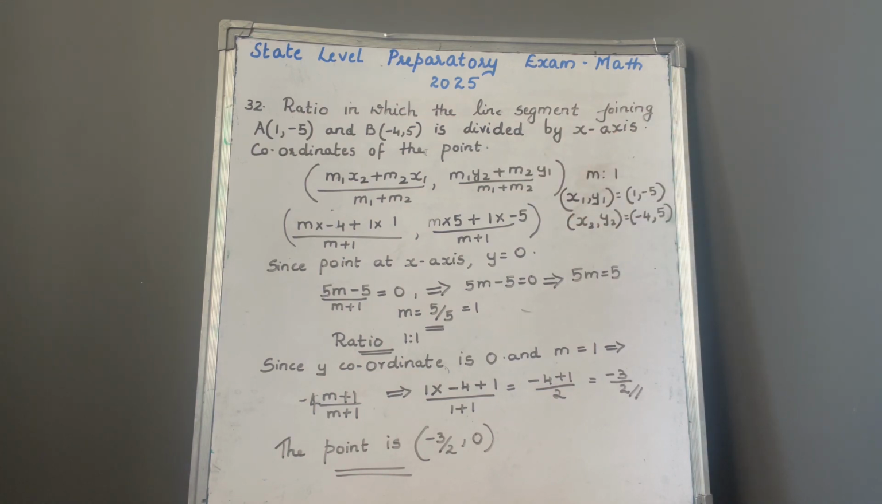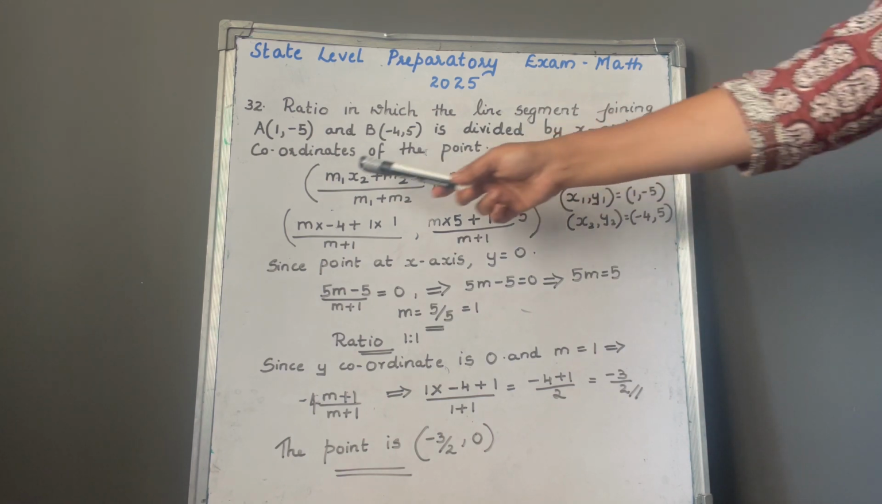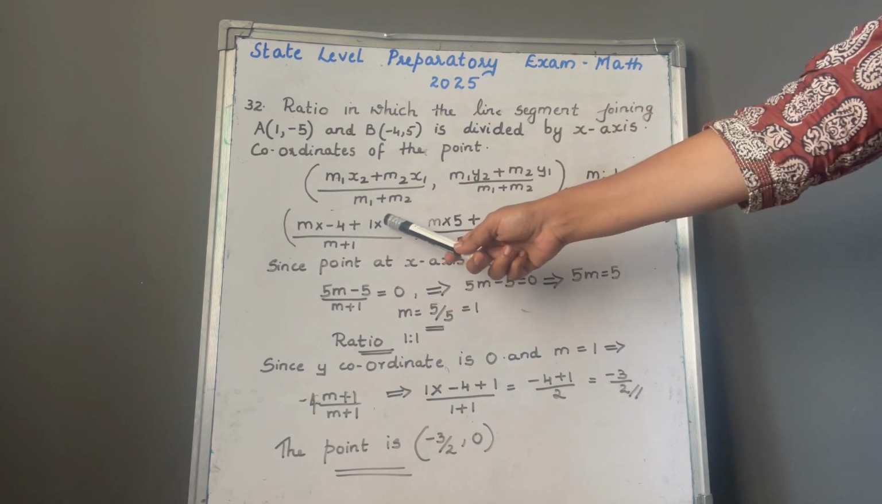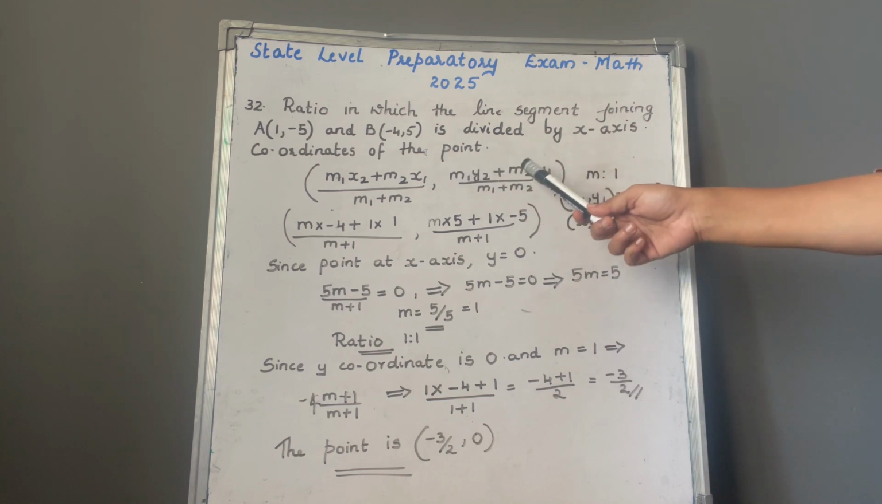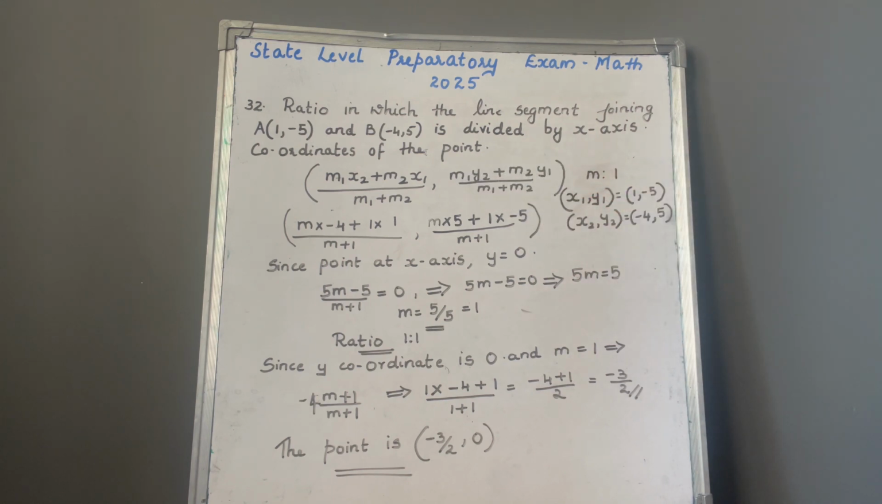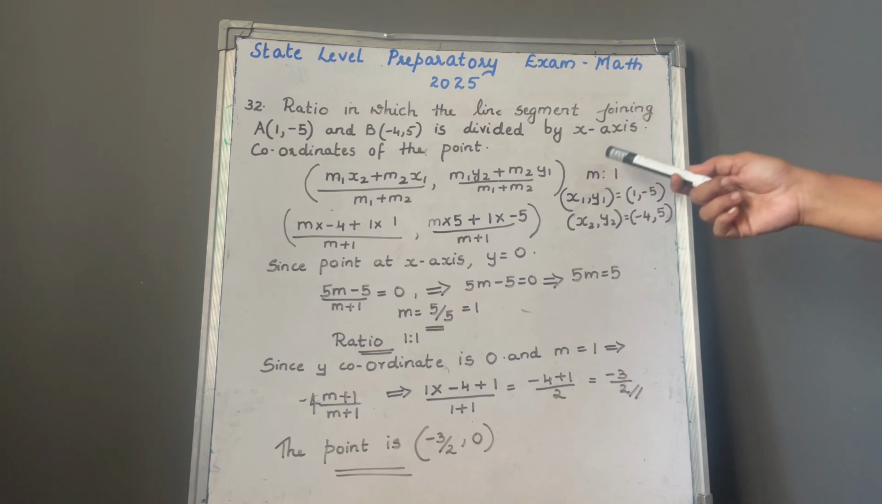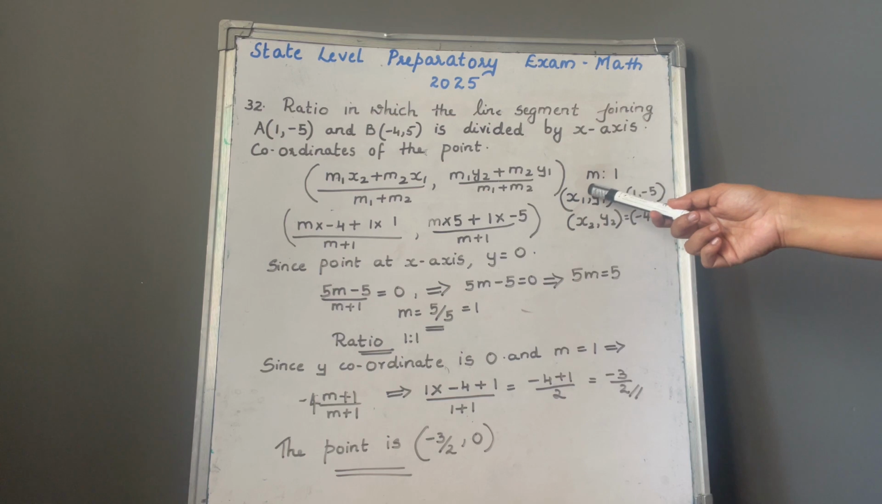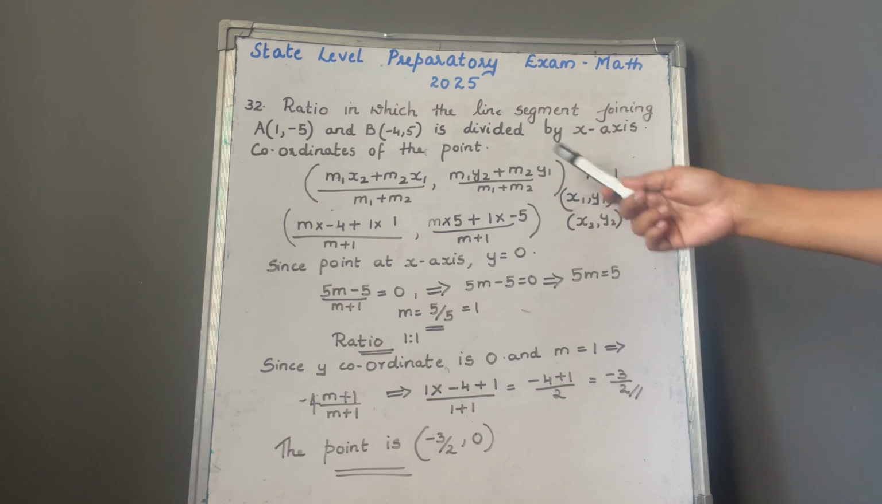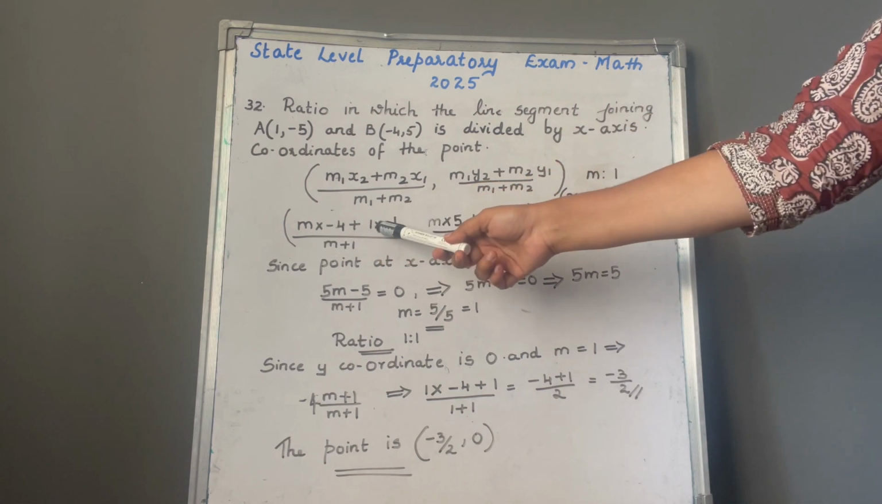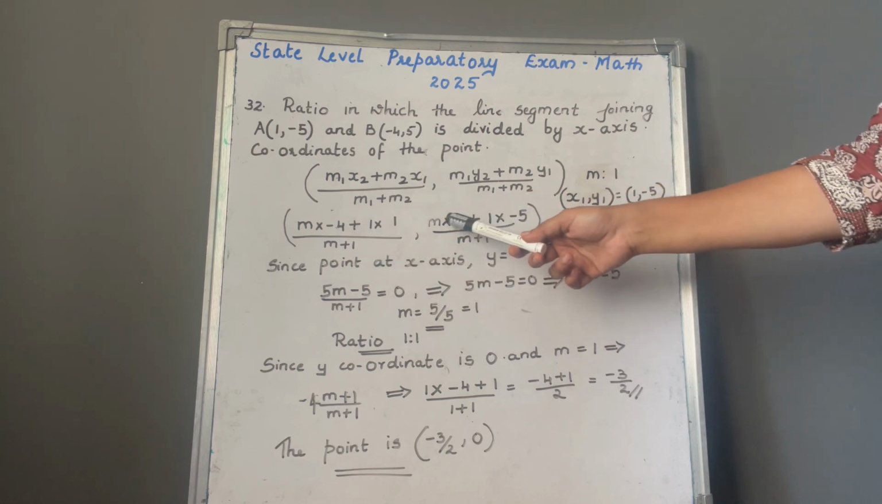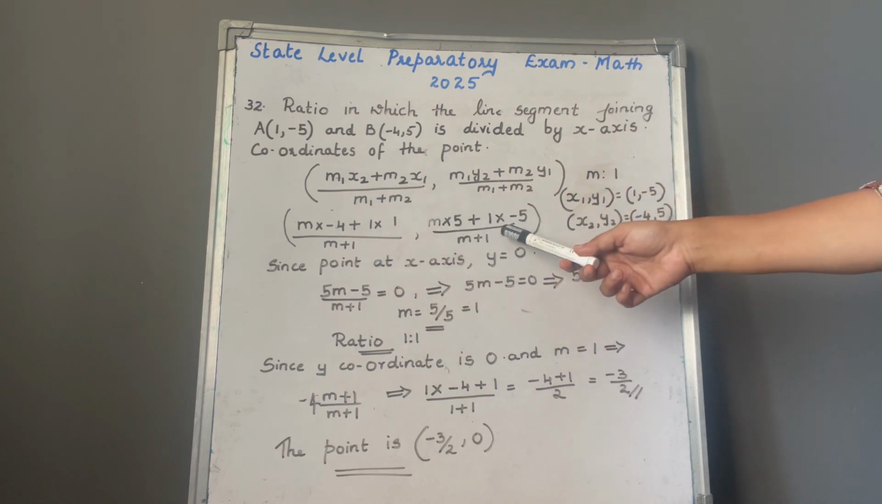If a line segment joining two points is divided internally in the ratio m1 is to m2, the coordinates of the point dividing it are (m1x2 plus m2x1) by (m1 plus m2) and (m1y2 plus m2y1) by (m1 plus m2). To find the ratio, we can assume first that the ratio is m is to 1. So substituting m1 as m and m2 as 1, we get (-4m plus 1) by (m plus 1), and (5m minus 5) by (m plus 1).